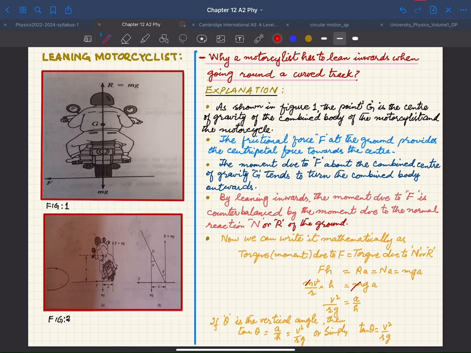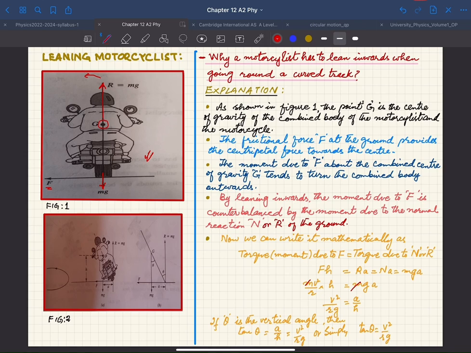In figure 1, you can see that we have the weight acting downwards, and here we have the normal reaction, which will be equal to the weight. This point G is the center of gravity of the motorcycle and the motorcyclist. If the motorcyclist is taking a turn here, then the frictional force between the tire and the road is giving you the centripetal force. So this is very important.